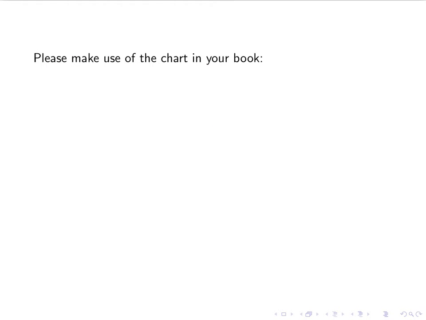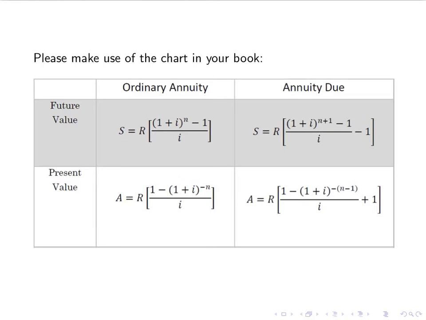Please make use of the chart in your book. I'm going to assume you have it in front of you. It is, I believe, at the end with all the other tables. It's also collectively at the beginning of lesson 20 because it's going to have the whole thing. We're only going to be looking at the top half. So we're going to be looking at this part of our table.